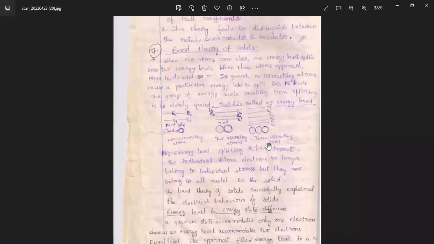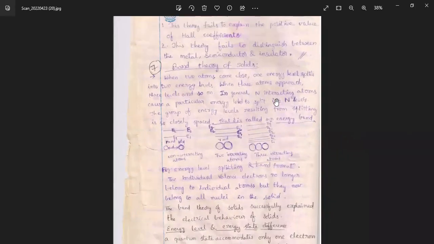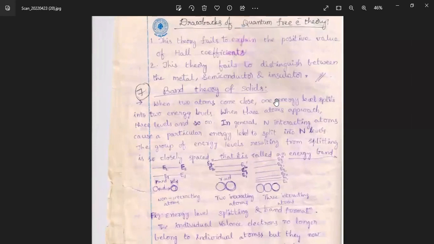There are certain drawbacks, so we have gone for another theory. What are the few drawbacks of quantum free electron theory? This theory fails to explain the positive value of Hall coefficients. Based on the positive and negative values of the Hall coefficient, we decide whether it is p-type or n-type. Majority of the things this theory could explain, but certain things it could not. One of them is that it fails to explain the positive value of the Hall coefficients.